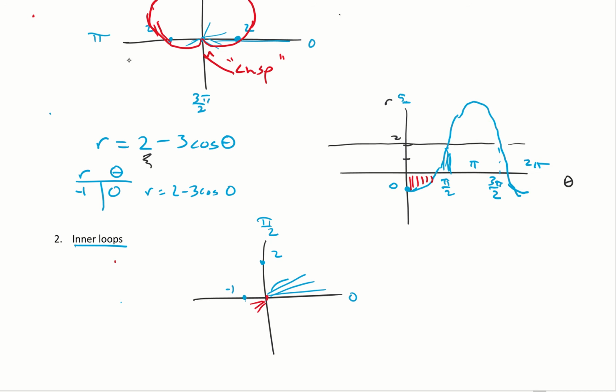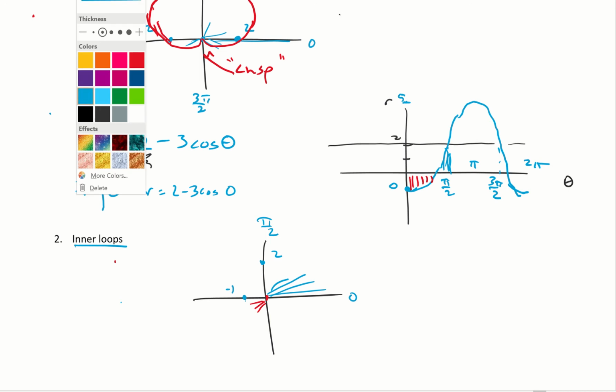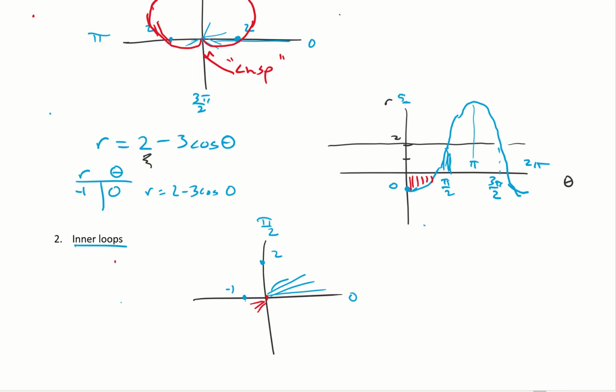At some point it's 0, and then it goes to 2. Let's follow the rest of this. It's getting a little complicated, so I'll just do this. By the time you get to pi, you're at 5. So when you're at pi, you're way out here at 5. And then when you get to 3 pi over 2, you drop back down to 2 again.